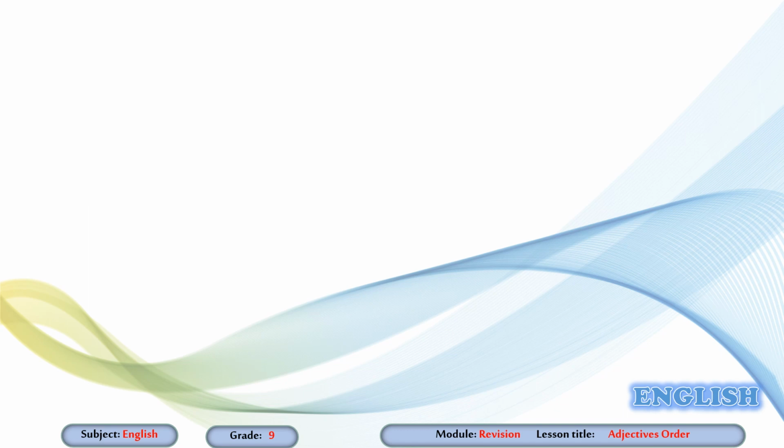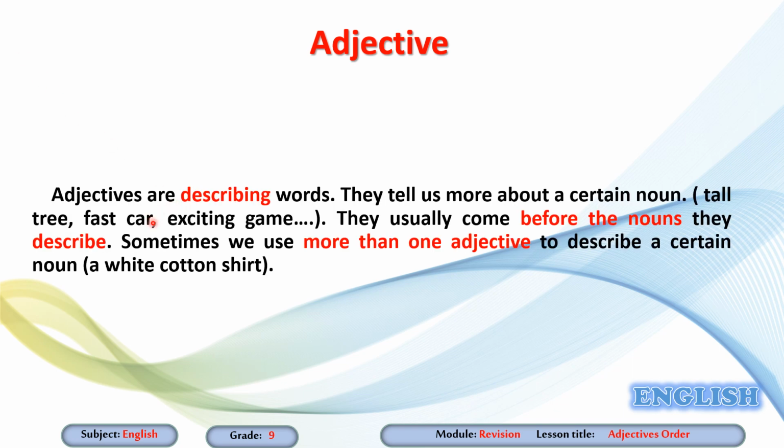Now, let's go to the third part of speech, which is the focus of our lesson for today. Let's examine what adjectives are. Adjectives are describing words. They tell us more about a certain noun. So they describe nouns. For example, tall tree. Tall is an adjective, tree is a noun. Fast car. Exciting game.